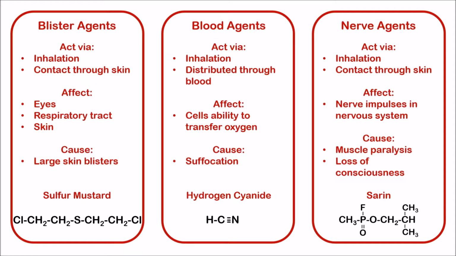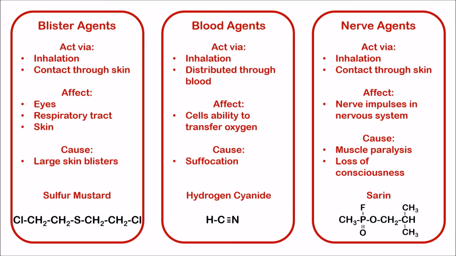What are chemical warfare agents? They are lethal compounds that have the potential to target multiple subjects at once and are considered extremely dangerous. Chemical agents are commonly divided into several categories, such as blister, blood, nerve agents, and others based on their mode of action. Blister agents, for example, are oily substances that act via inhalation and contact with skin.